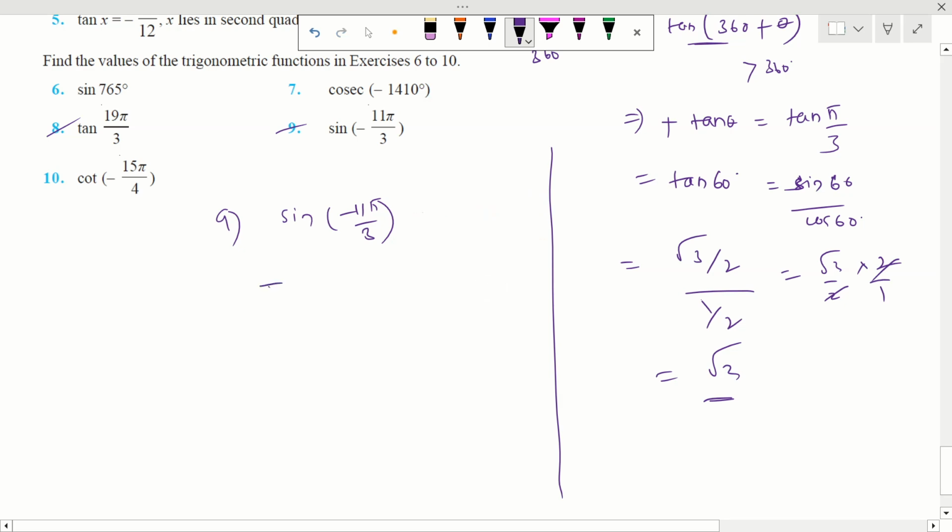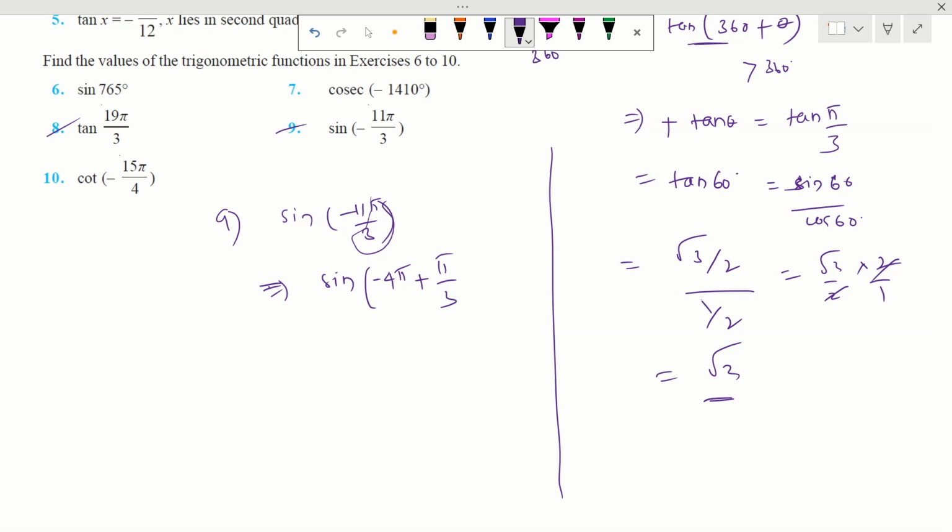Okay, so this I can write as sine of pi by 3. Pi by 3 I will write here separately. And now this 3 4 the minus, 3 4 the is 12, minus 12. 3 into minus 4 is minus 12. Minus 12 plus pi is what? Minus 11. Okay, it is minus 11. So this I can write here.